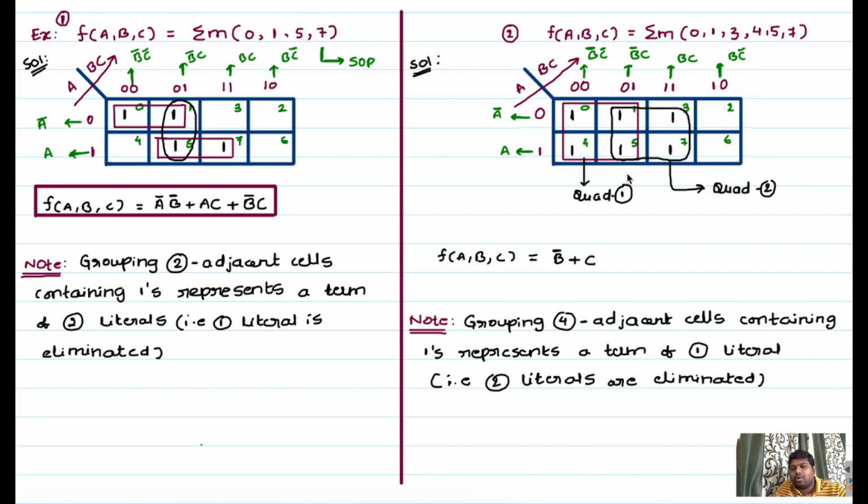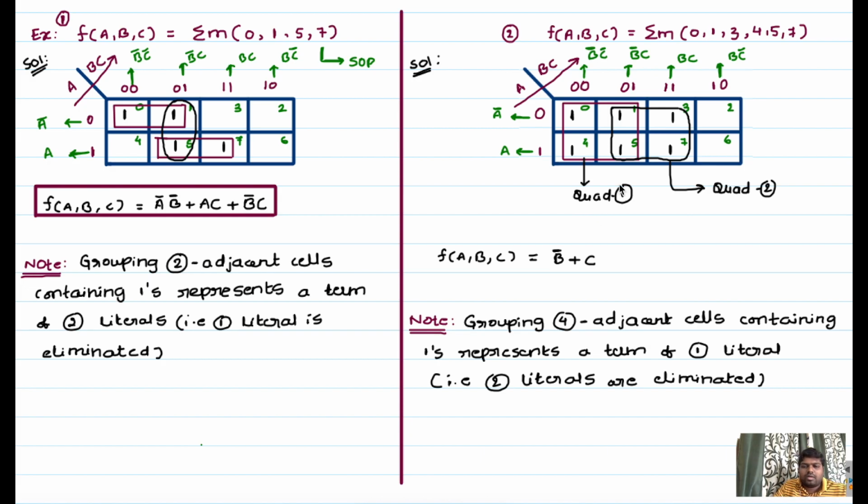By making these quads and pairs, grouping 8 cells and grouping 16 cells, the ultimate thing is we are able to minimize the Boolean expression within less time. So that is the advantage of K-map method. So this is our second example.